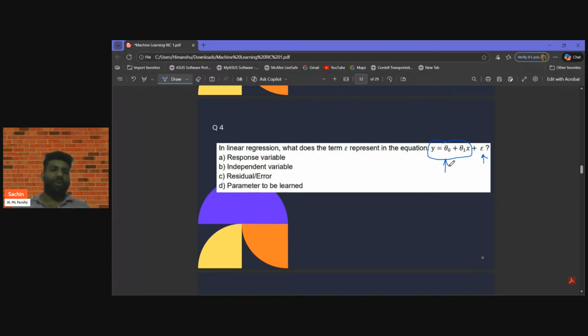Okay. So what is going to be the correct option over here? It's going to be residual error. Okay. And it's not reducible. We can't really avoid it.